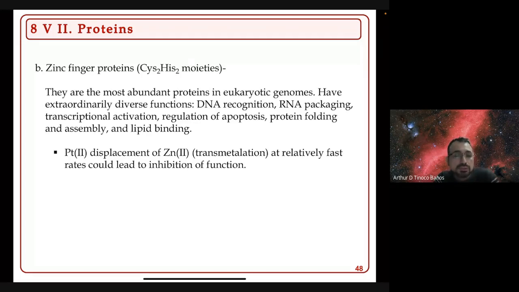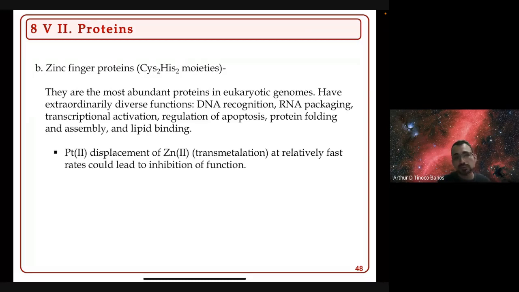These proteins are the most abundant proteins in the eukaryotic genome. They have extraordinarily diverse functions, and here I'm just giving you a list: DNA recognition, RNA packaging, transcription activation, regulation of apoptosis, protein folding and assembly, and lipid binding. Some of this can even be indirect, in terms of the zinc finger protein providing a structural template to help facilitate these types of functions.